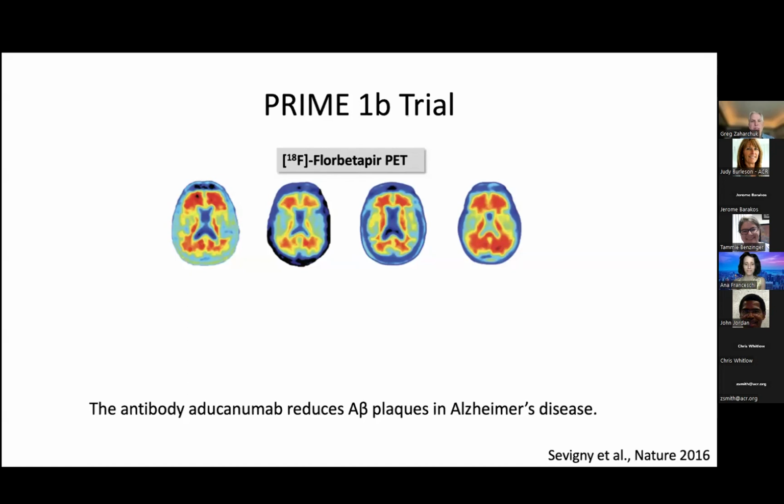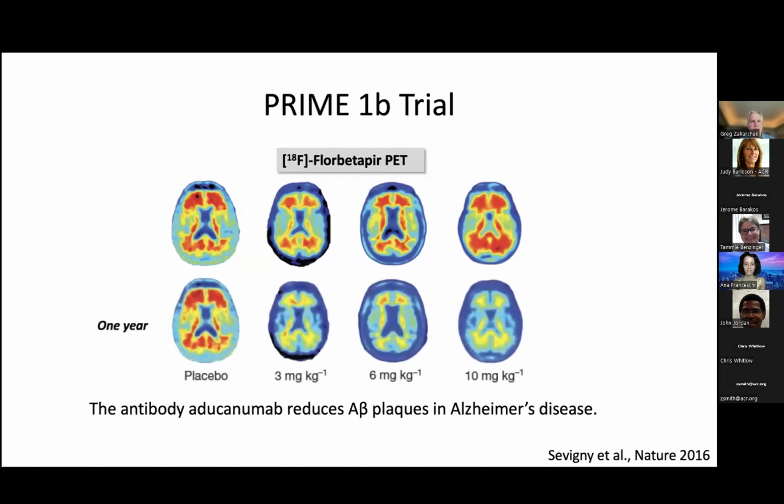One of the first exciting trials was just demonstrating how well this drug was at removing amyloid from the brain. So this is a florbetapir or amyloid PET scan in 4 different patients. And here you could see, based on the different doses, after 1 year, essentially removal of the amyloid plaque from the cortical areas. And this was accompanied in this small trial with cognitive improvement.